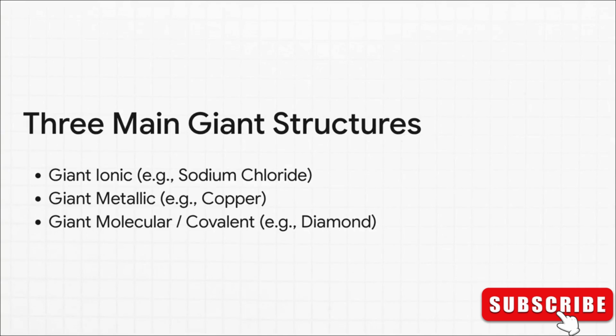So when countless atoms bond together, they form what we call giant structures. And they pretty much fall into three main buckets, which line up perfectly with the bonds we just talked about. You've got your giant ionic lattices, like regular old table salt. You have giant metallic structures, like a hunk of copper. And then you have the giant molecular or covalent structures.